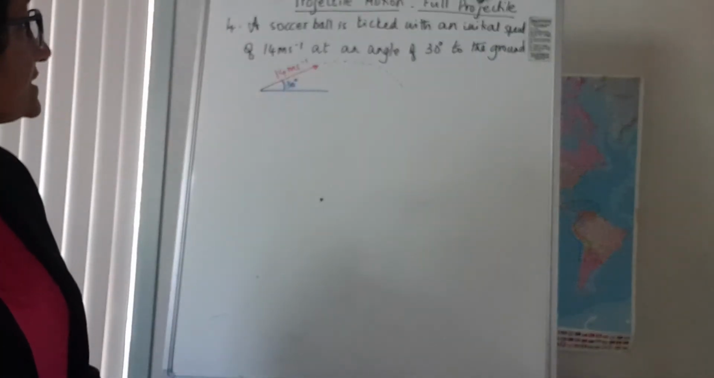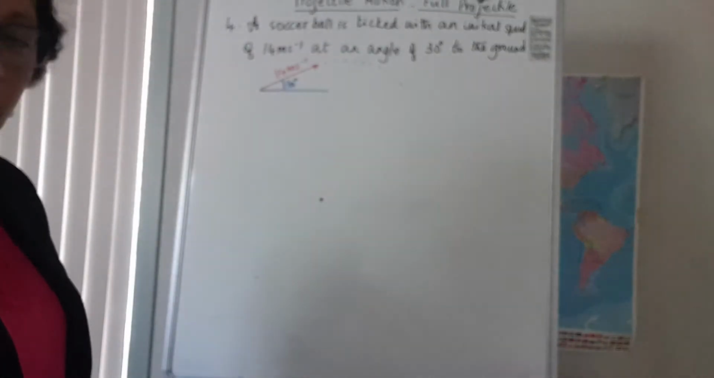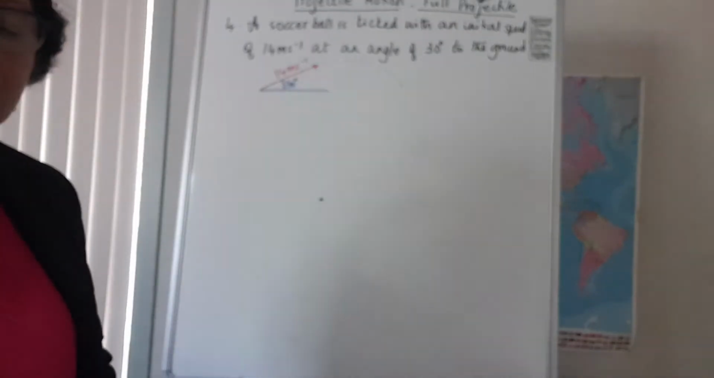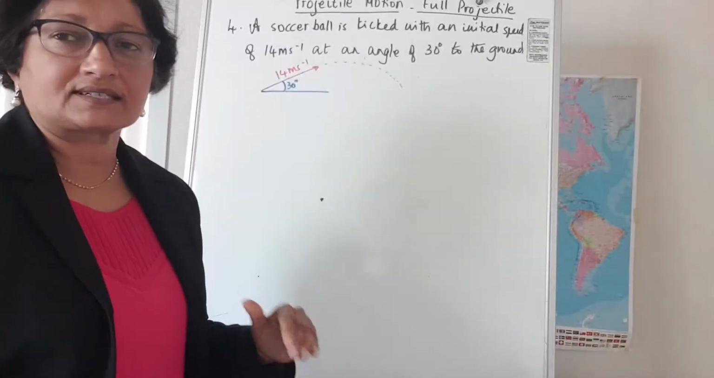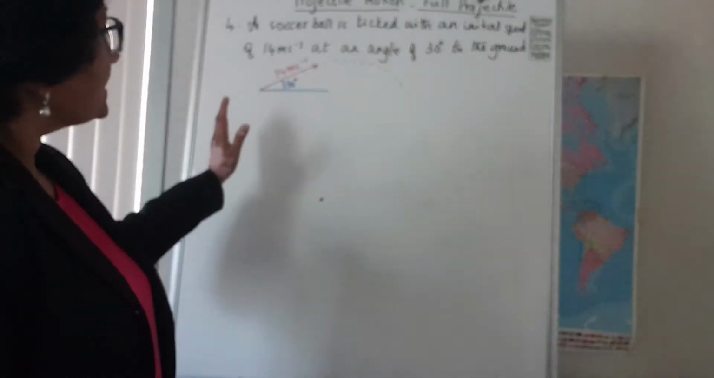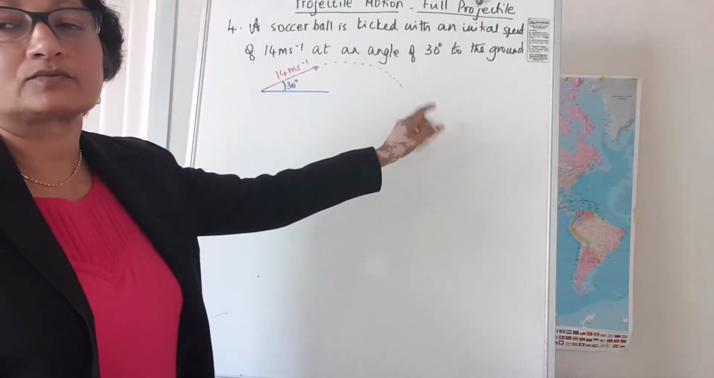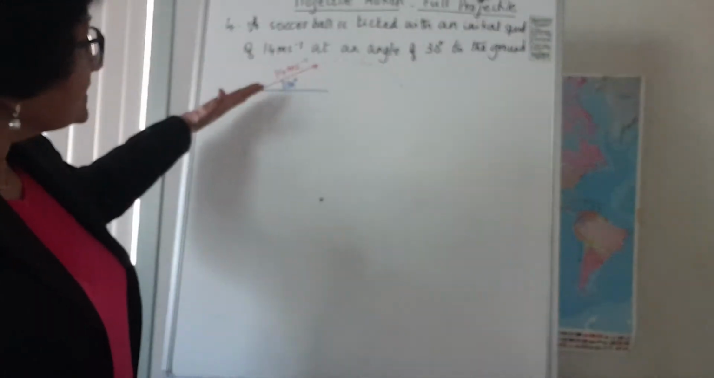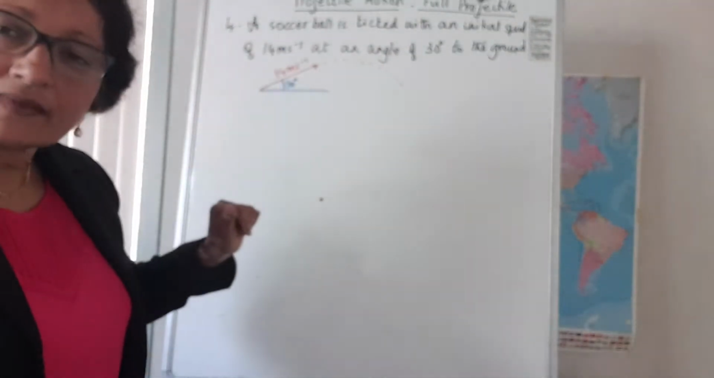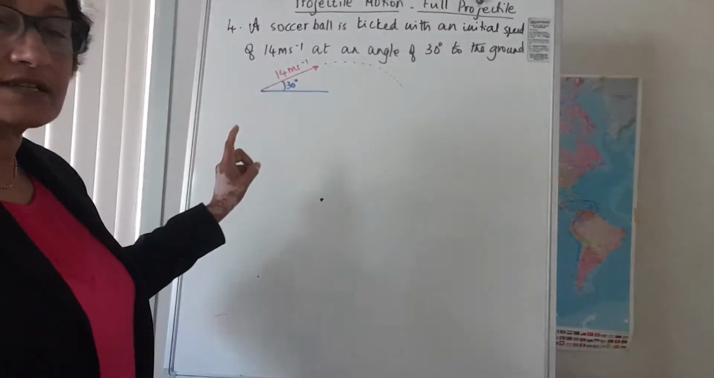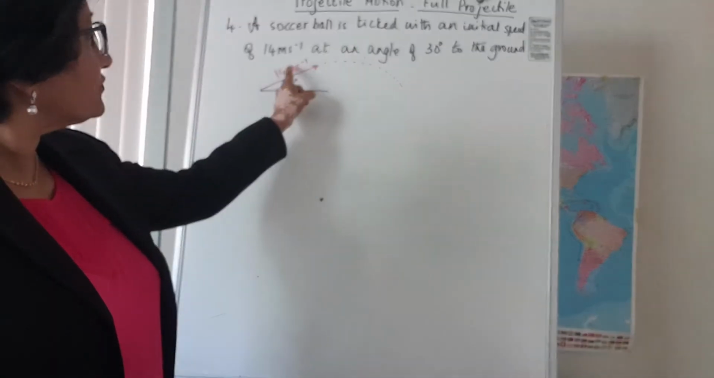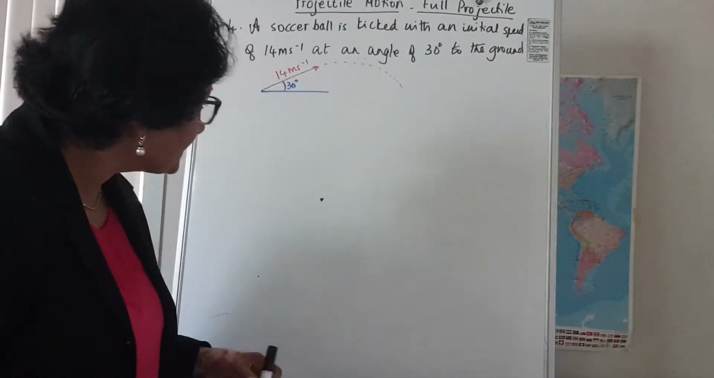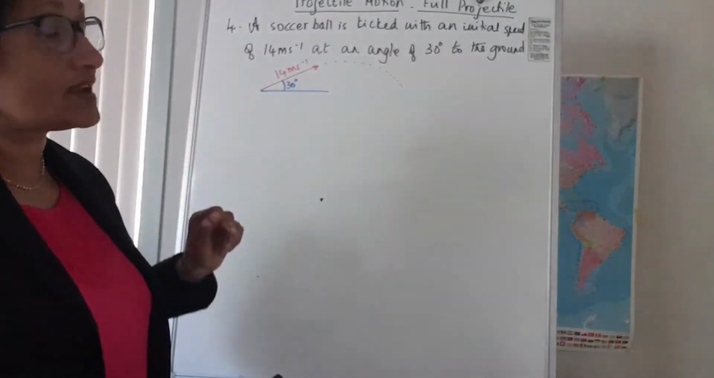A soccer ball is kicked with an initial speed of 14 meters per second at an angle of 30 degrees to the ground. And then there's a whole lot of little part questions. And in the end, what you have to find is where does the soccer ball land when it reaches the ground. So this is the only information you're given: the initial speed and the angle it makes with the horizontal. And once the soccer ball is kicked, it's going to follow this whole parabolic path. And like I said, our end thing is to get the range.